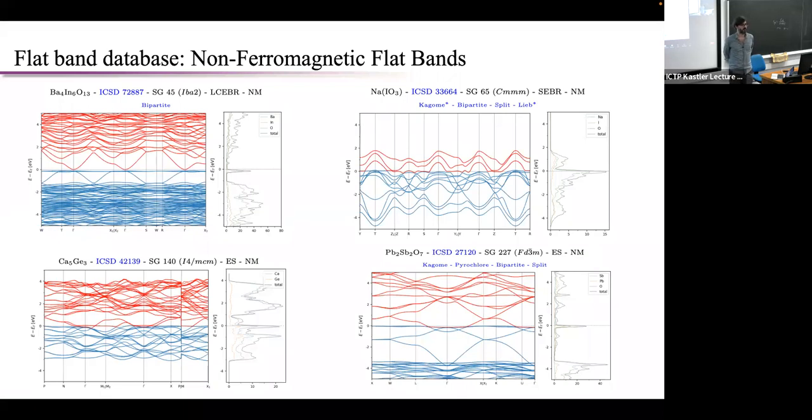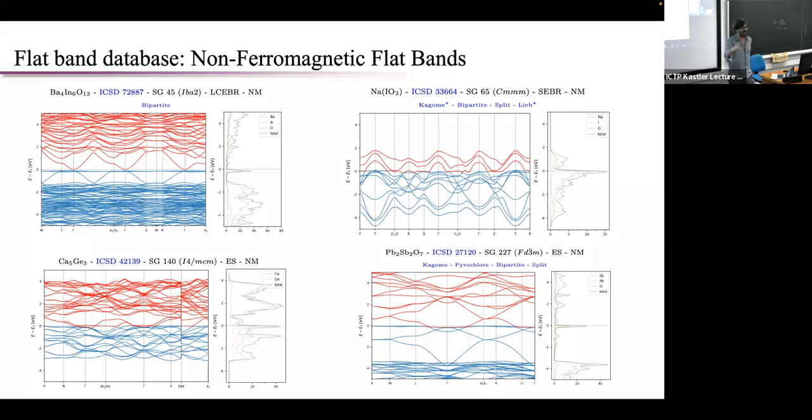Can you give the exact definition of flat band? Oh, this is a very, very tough question. The way the definition is given here is within 50 milli electron volt bandwidth. You can play with the toggles on the website and check how much leeway you want to give yourself. And if you get zero compounds, then you should give yourself more leeway. But that's a very tough definition, right?